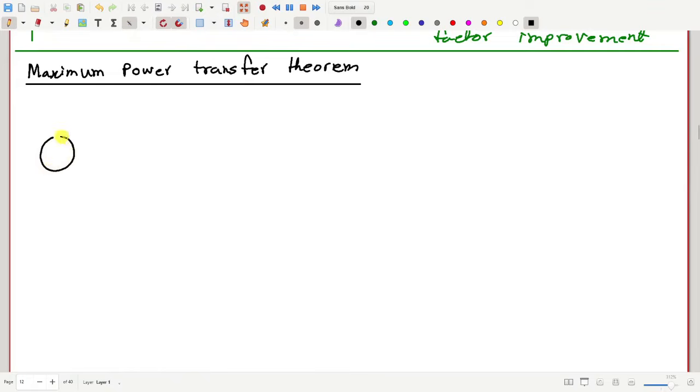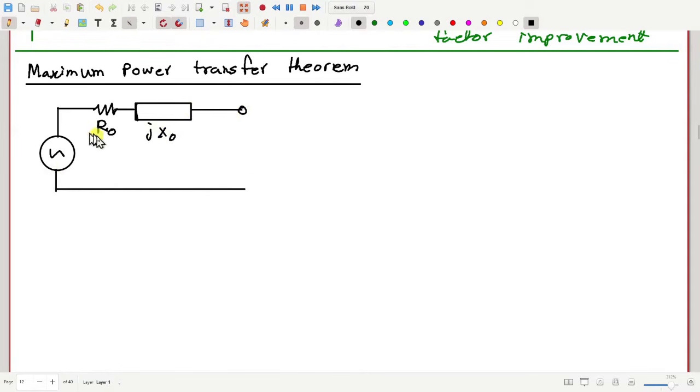Okay, so suppose we have an AC source, which has some impedance in series. Suppose that is R, call that R naught. It may also have some reactive part, call that jX naught. These are fixed values, constant. And the source voltage is also constant, fixed.